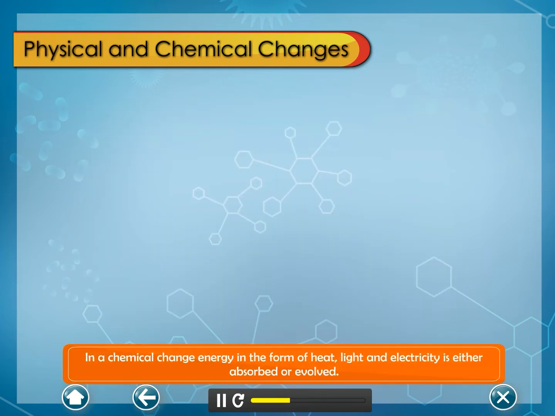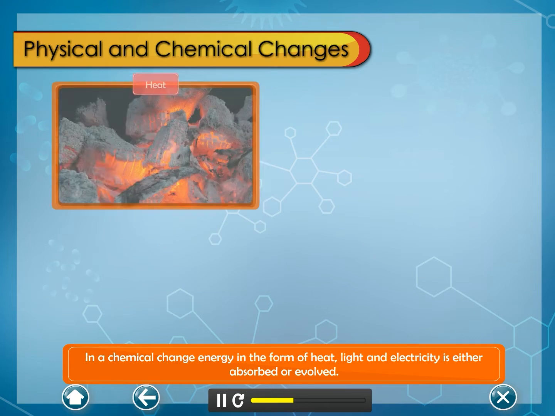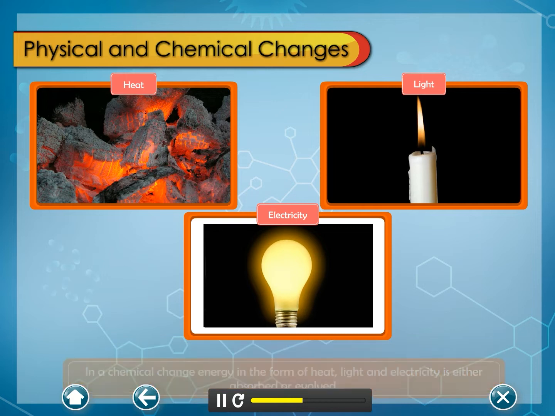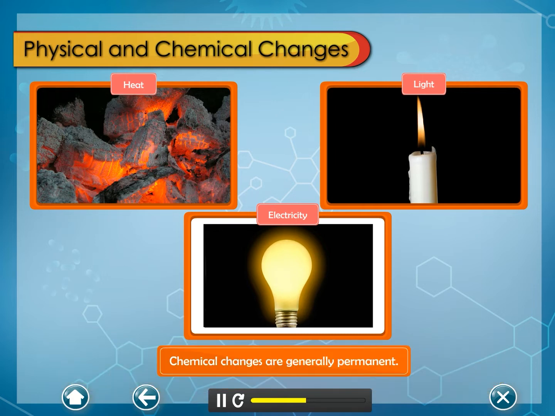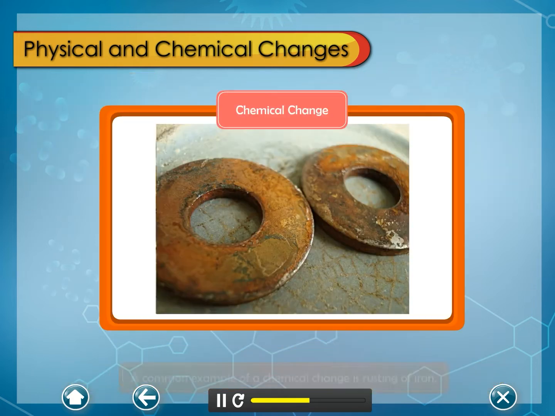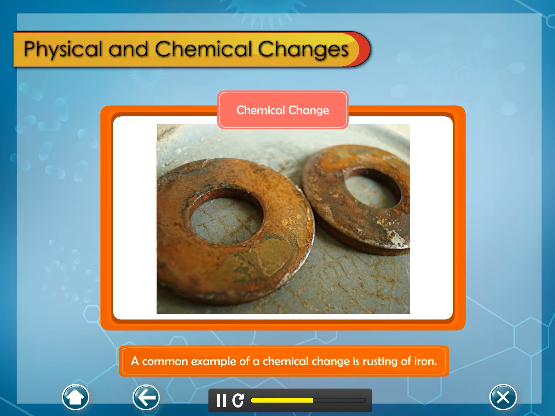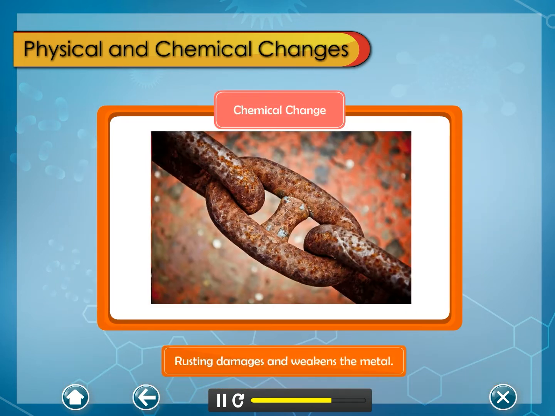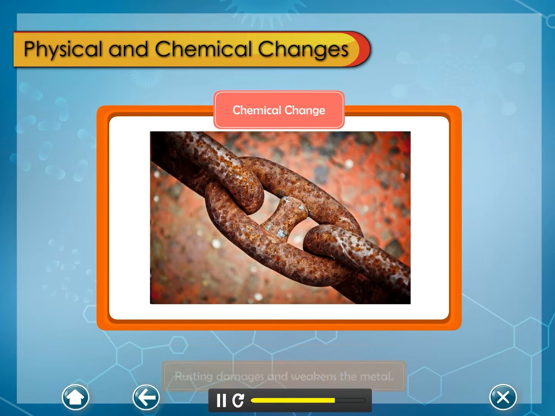In a chemical change, energy in the form of heat, light, and electricity is either absorbed or evolved. Chemical changes are generally permanent. A common example of a chemical change is rusting of iron. The phenomenon of decaying of iron when it comes in contact with air and water is called rusting. Rusting damages and weakens the metal.